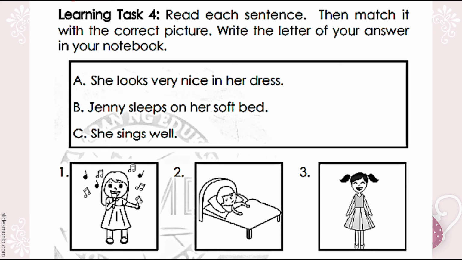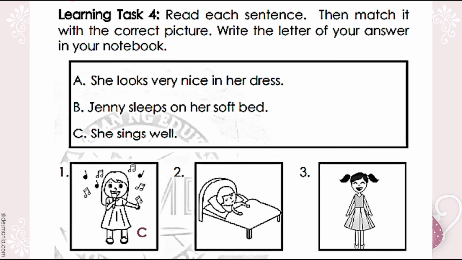For our learning task 4, read each sentence. Then match it with the correct picture. Write the letter of your answers in your notebook. Let us read the choices below. A. She looks very nice in her dress. B. Jenny sleeps on her soft bed. Letter C. She sings well. Number 1. Correct. The answer is letter D.